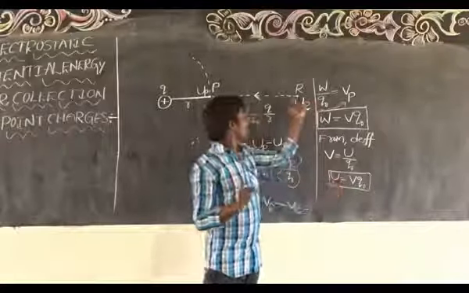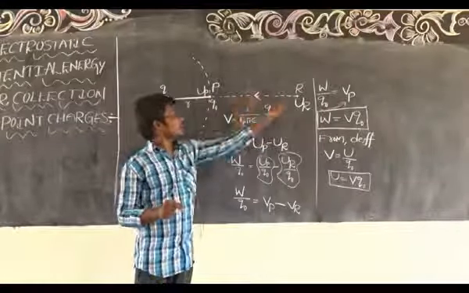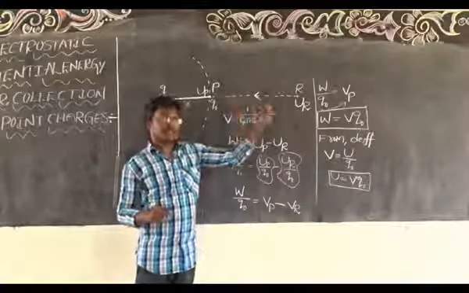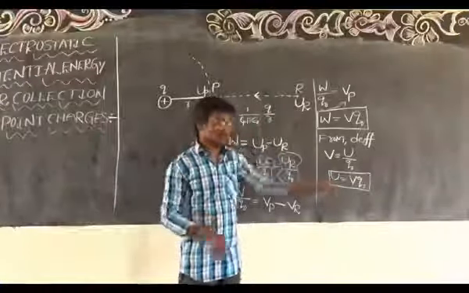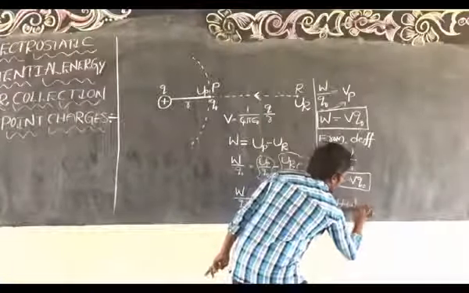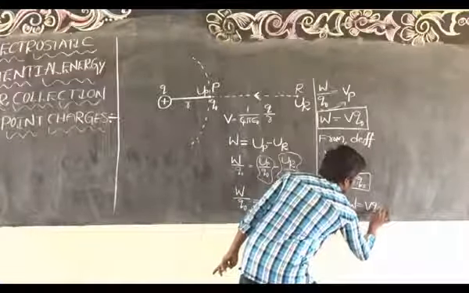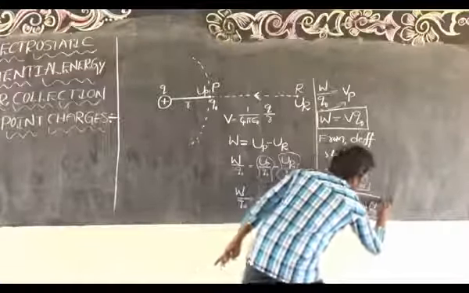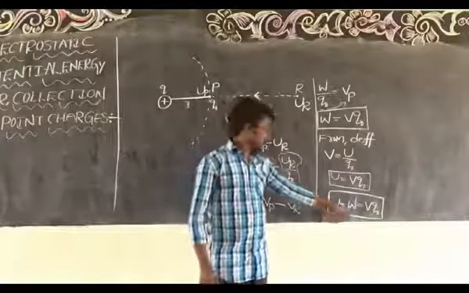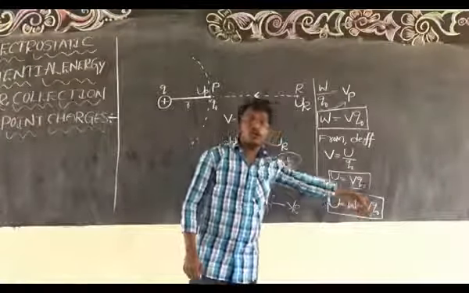How much work is being done here? How much work is done on the test charge is equal to the potential energy. So finally you should write: potential energy is equal to work done is equal to V Q naught. This is the final expression.